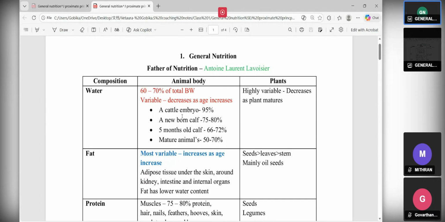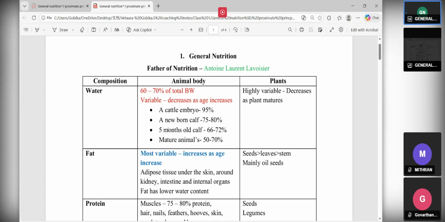Then, in general nutrition, we will cover the composition of animal body and plants. In our aspect, plant composition is not as important, but we should focus mainly on animal body composition. First we will see water. Water content has been asked in many exams. We should know the percentage of water in the animal body. It's mostly around 60 to 70% of total body weight.